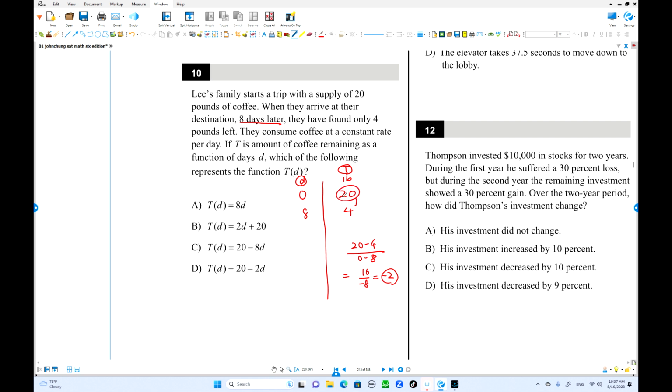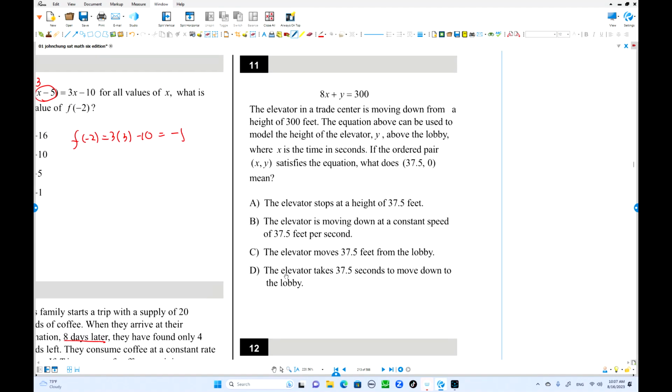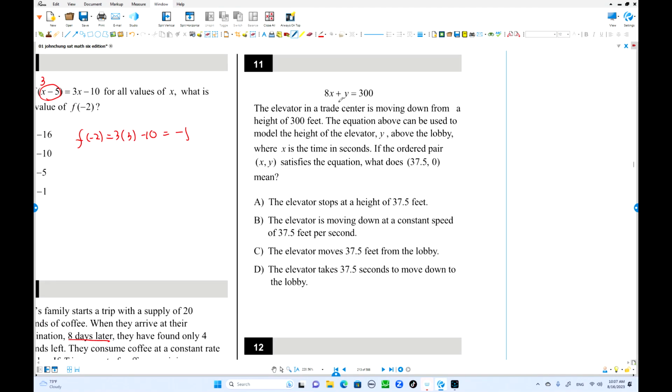The initial is 20, right? So t equals how much? Negative 2 times d plus 20, right? That's the answer. Or 20 minus 2d. Okay? So choice D is the answer, okay? All right, move on to number 11.